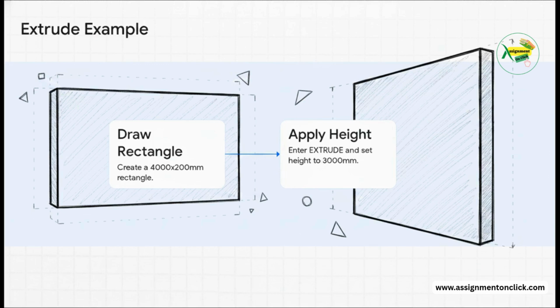To put that into perspective, imagine you're building a structural support. You draw a simple rectangle, say 4,000 by 200 millimeters. You enter the Extrude command, select your rectangle, tell it you want a height of 3,000 millimeters, and just like that, you've built a solid 3-meter-high 3D wall. It really is that simple.